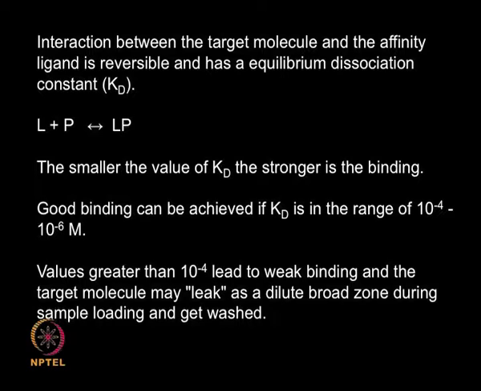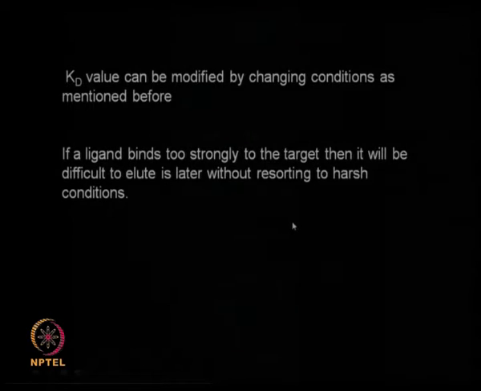So we can do a small experiment in the lab. We can take the affinity ligand, immobilize it, and then run some simple batch protein experiments and see what the dissociation constant is. From the dissociation constant we can tell whether the binding is going to be strong or weak. And generally, as mentioned here, we would like to have a Kd value between 10 power minus 4 to 10 power minus 6. If you have 10 power minus 4, obviously the binding is going to be weak, and if it is around 10 power minus 6, the binding is going to be strong.